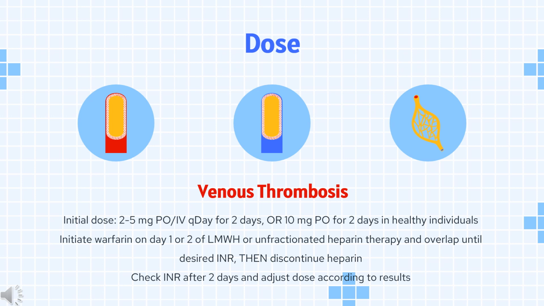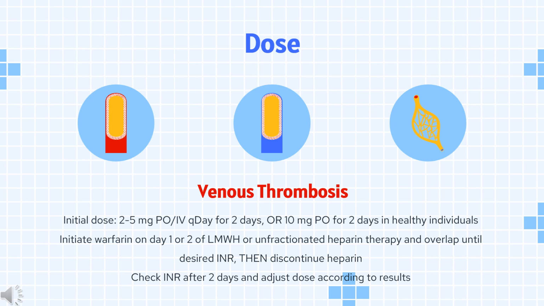Stroke and thromboembolism. Prophylaxis and treatment of systemic embolic complications, e.g., stroke, associated with atrial fibrillation, AF. Initial dose, 2 mg PO/IV daily for 2 days, or 10 mg PO for 2 days in healthy individuals. Check INR after 2 days and adjust dose according to results. Typical maintenance dose ranges between 2 to 10 mg/day. Consider dosage based on genotype, see genomic considerations.